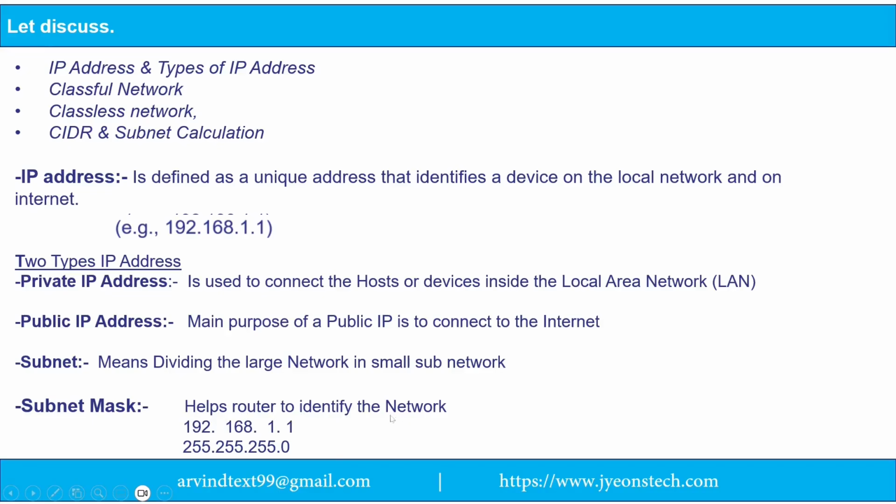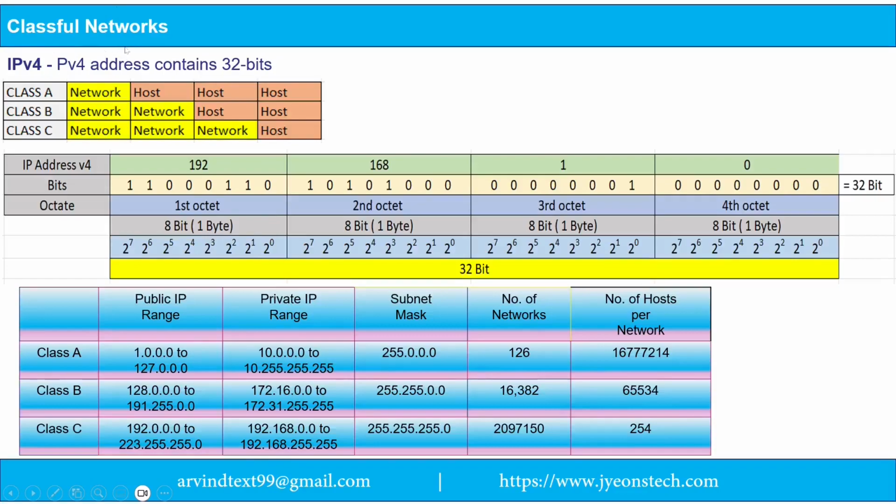Basically, there are small subnetworks in a company, for example admin and accounts. The subnet mask is used to identify which network a request came from, either the admin network or the accounts network. So this is the concept of subnet. For example, this is the IP address 192.198.1.1, and the subnet mask is 255.255.255.0. It is written in this format. Hope you understood this.